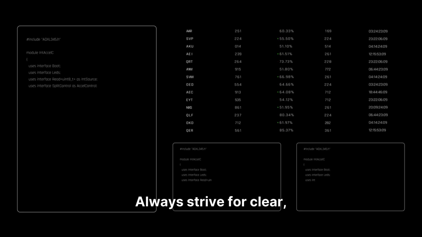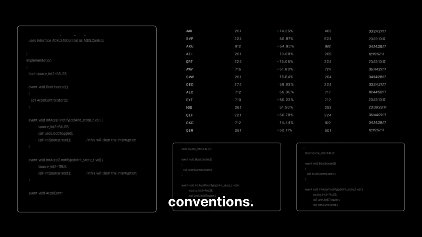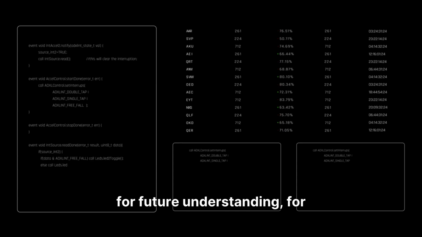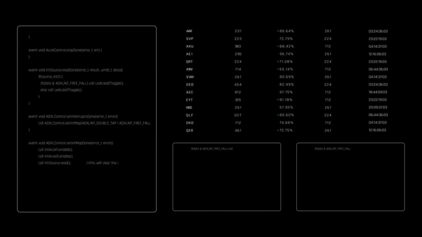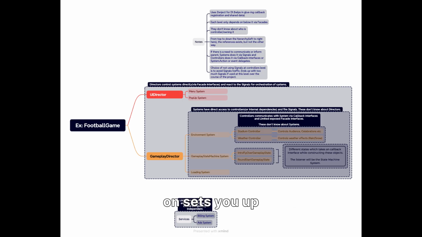Always strive for clear, readable code with meaningful comments and consistent naming conventions. Well-documented code is invaluable for future understanding for your teammates and for anyone else who might need to modify your project. This beginner-friendly approach to game architecture, focusing on the manager pattern, lays a strong foundation for your C# game development journey. Applying these principles early on sets you up for success in building more complex games.